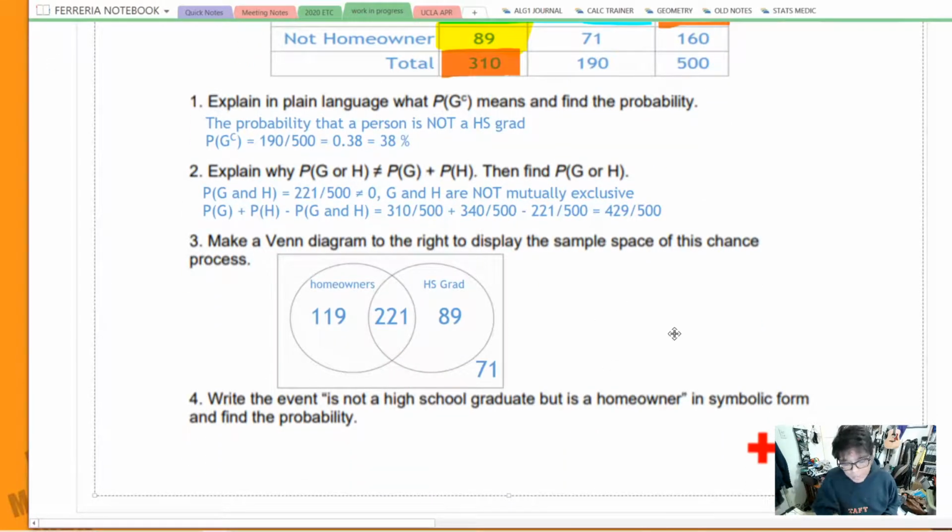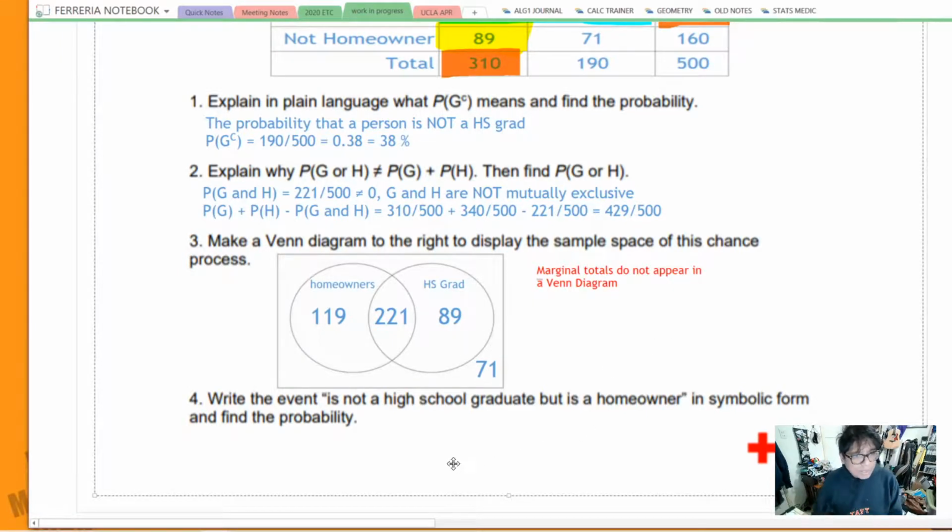So notice that the numbers that appear in the diagram are not marginal totals. Anything that is a total does not end up in a Venn diagram. Last thing here, I think, yeah, now we're last.